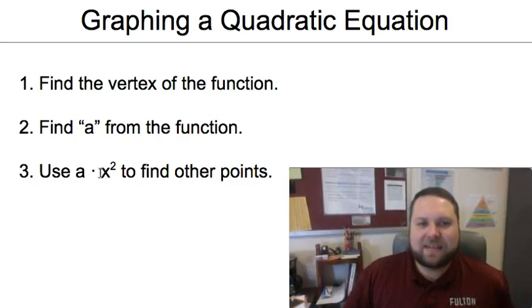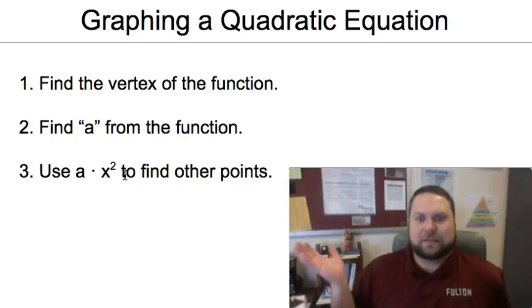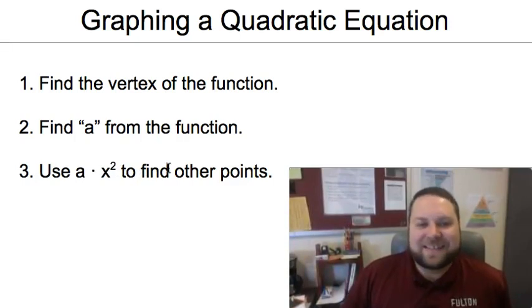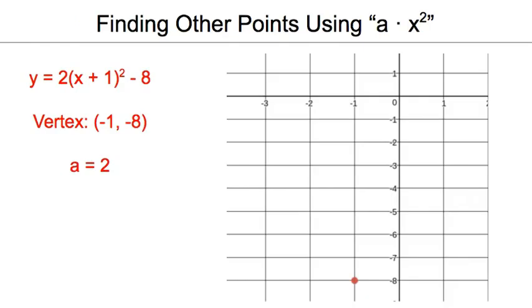Then we're going to use A times x squared. What do I mean by x squared? To find other points. So let me explain what I mean by x squared, because it'll be a little different than maybe what we're used to. So let's take our equation y equals 2 times (x plus 1) quantity squared minus 8. I have conveniently color-coded for you which form that is, even though you should know that it is vertex form. And so our vertex here is going to be (-1, -8), and A is 2. So I have done that hard part for you.